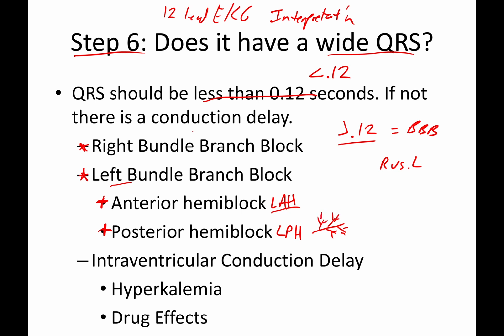There is a third type of conduction delay that is not actually a bundle branch block, but is an intraventricular conduction delay, and that one's usually due to hyperkalemia or some electrolyte abnormality, or potentially medications. Because of the complexities of all this, I'll probably do the left and right bundle branches together. Then we'll focus on the hemiblocks, and if there's time, I'll try and include the intraventricular conduction delay. So stay tuned and see how we wind up dividing this out.